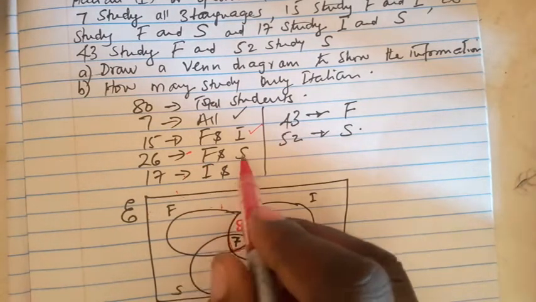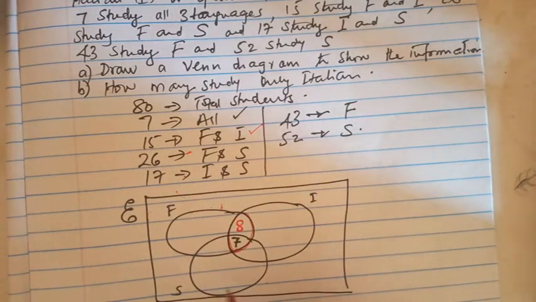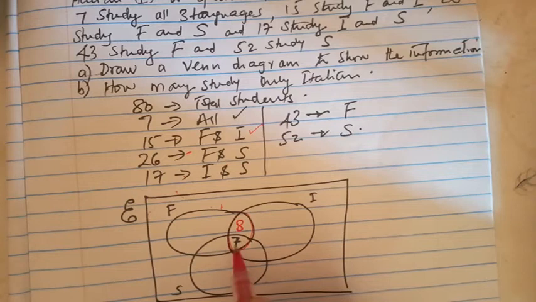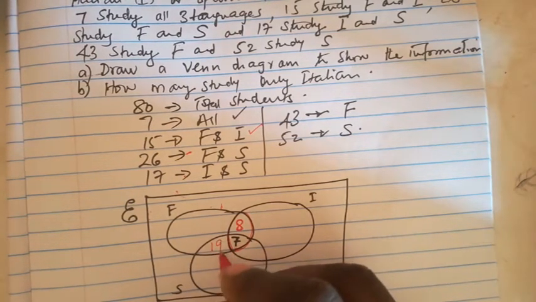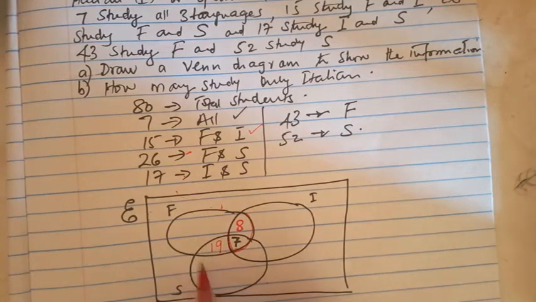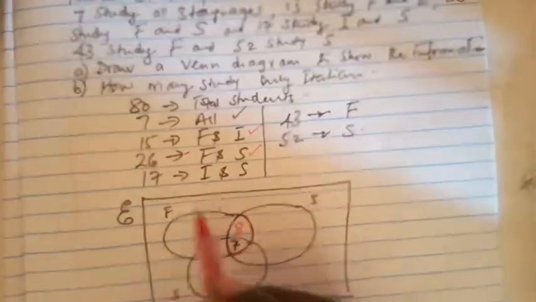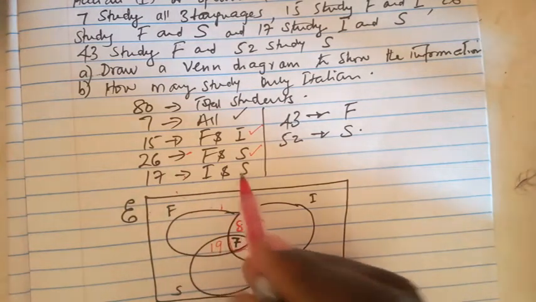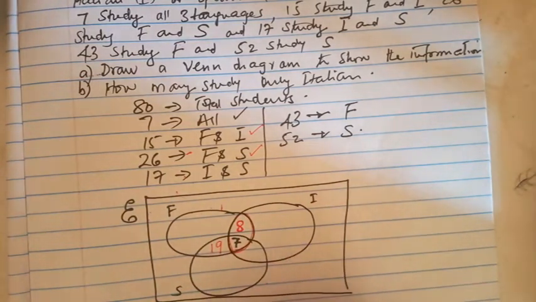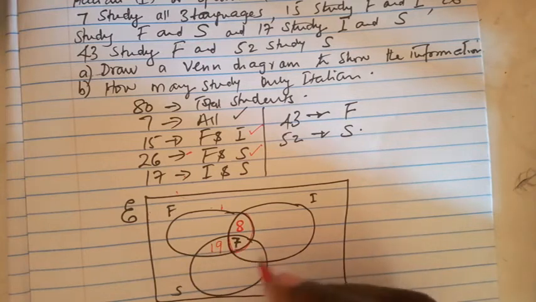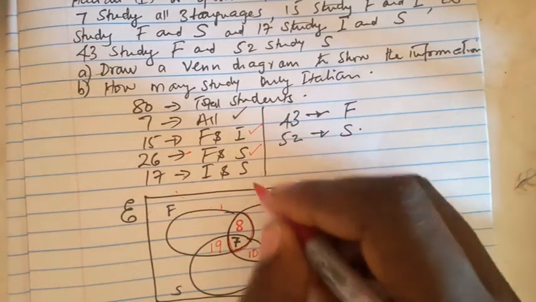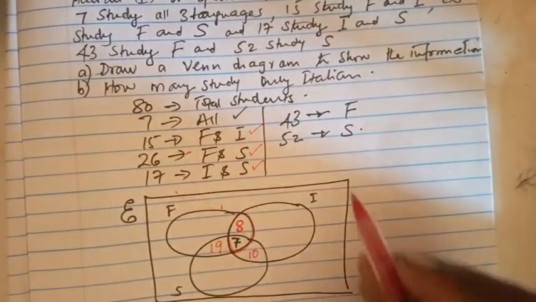26 are doing French and Spanish. Now it's easy. French and Spanish, 26. Among the 26, we already have 7. So we are going to have 19 there who are doing purely French and Spanish. That is gone. 17, Italian and Spanish. Within the 17, we already have 7. So we have 10 there. That is taken care of.